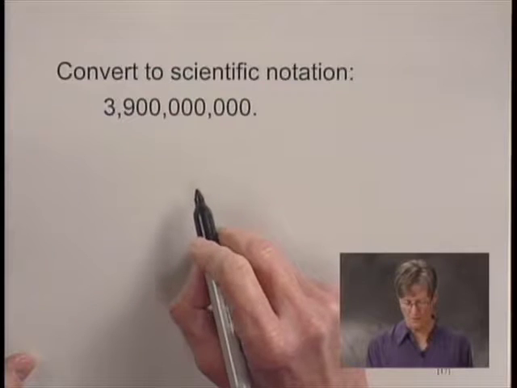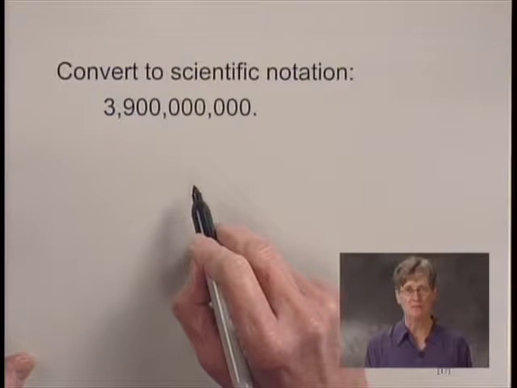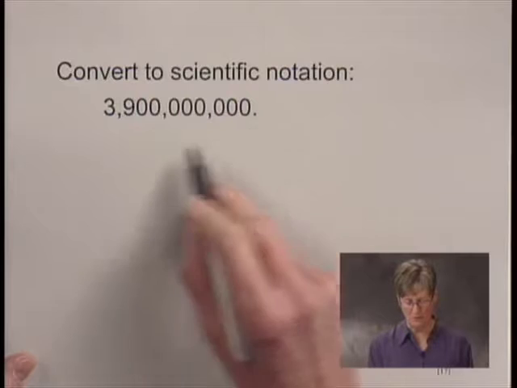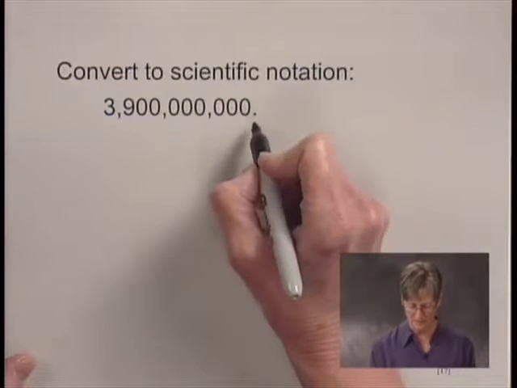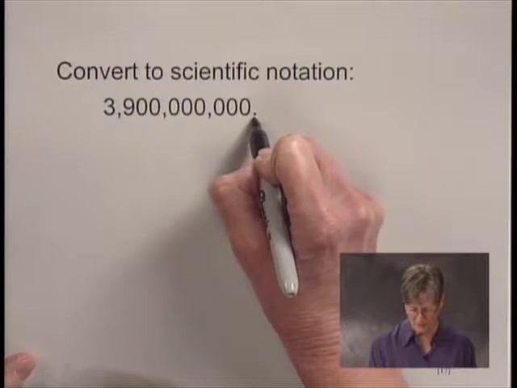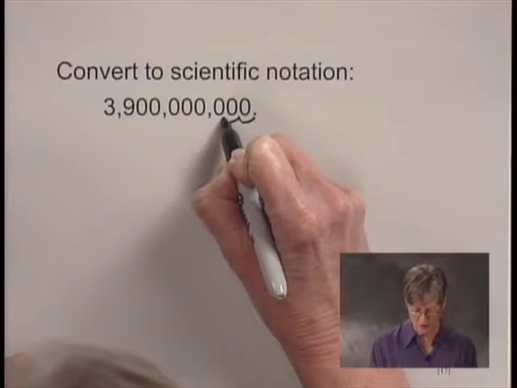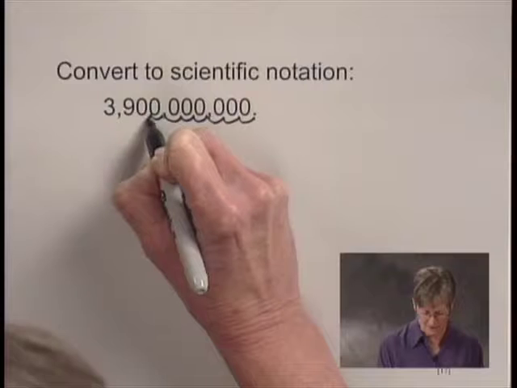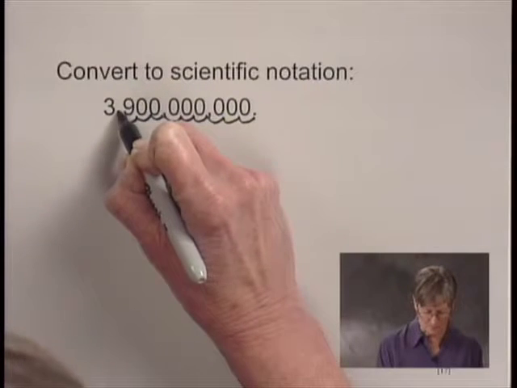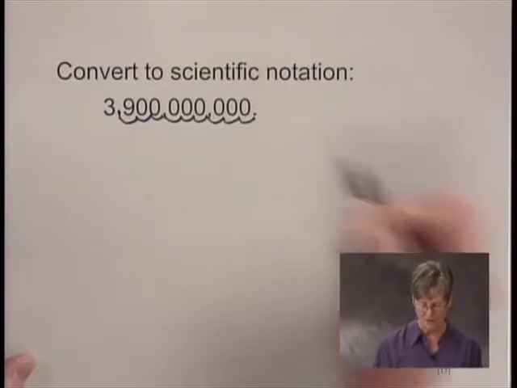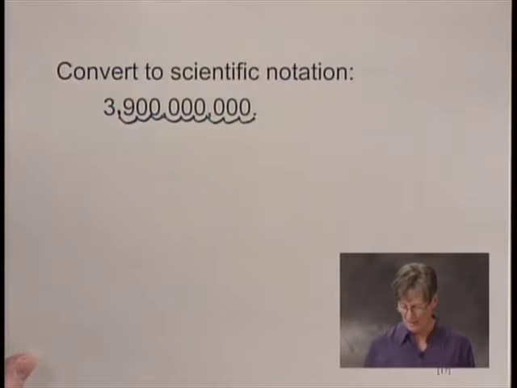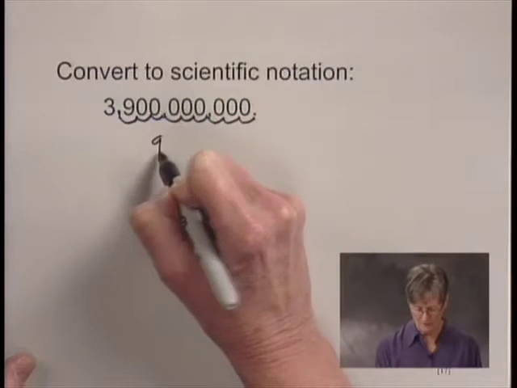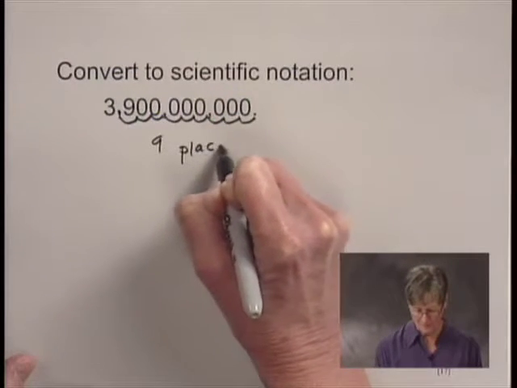So the first thing I'm going to do is to count the number of places I'll have to move the decimal point to write this as a number between 1 and 10. And starting here, we'd have to move the decimal point 1, 2, 3, 4, 5, 6, 7, 8, 9 places to put the decimal point here and write this as a number between 1 and 10. Now, let's write 9 places here.